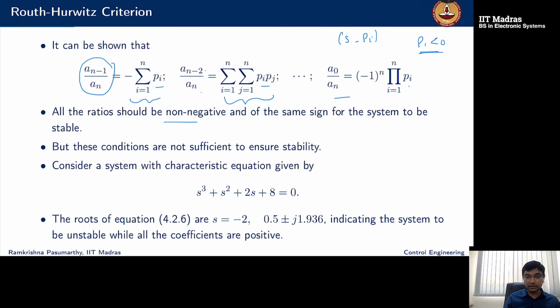Of course, is this condition enough? Well, these are only necessary conditions, but not sufficient. What does that mean? Look at this polynomial here: s cube, s squared, 2s, and 8. All the coefficients are positive, but I see that the roots are, okay, this is stable, but these two are unstable, which means that all the coefficients being positive or all the coefficients being negative doesn't always ensure that the system is stable. It's only a necessary condition and not a sufficient condition.